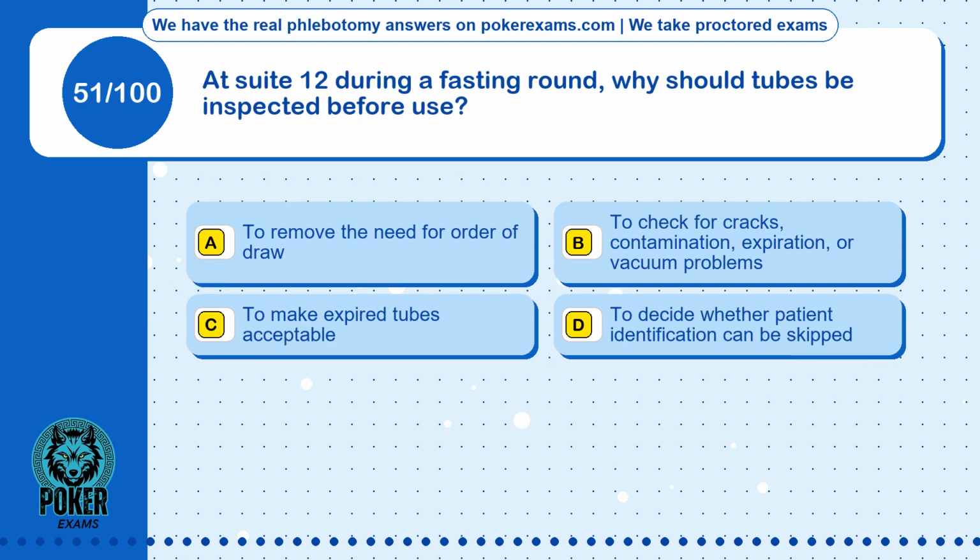Question 51. At Suite 12 during a fasting round, why should tubes be inspected before use? Option A. To remove the need for order of draw. Option B. To check for cracks, contamination, expiration, or vacuum problems. Option C. To make expired tubes acceptable. Option D. To decide whether patient identification can be skipped.